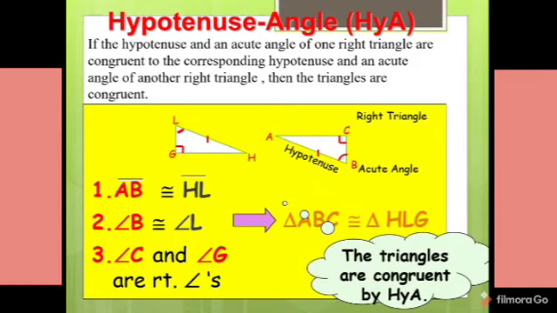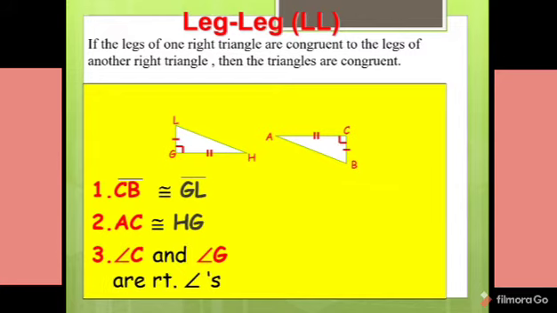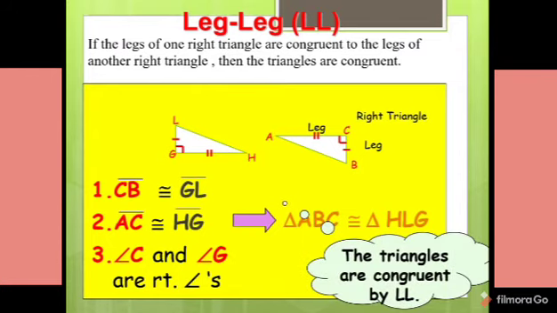Now, we could also have the LL Congruence Theorem, or shall we say, Leg-Leg Congruence Theorem. It says that if the legs of one right triangle are congruent to the legs of another right triangle, then the triangles are congruent. So right here in our illustration, segment CB is congruent to segment GL. And segment AC is congruent to segment HG. And angle C and angle G are right angles. In that way, triangle ABC and triangle HLG are congruent by the LL Congruence Theorem.